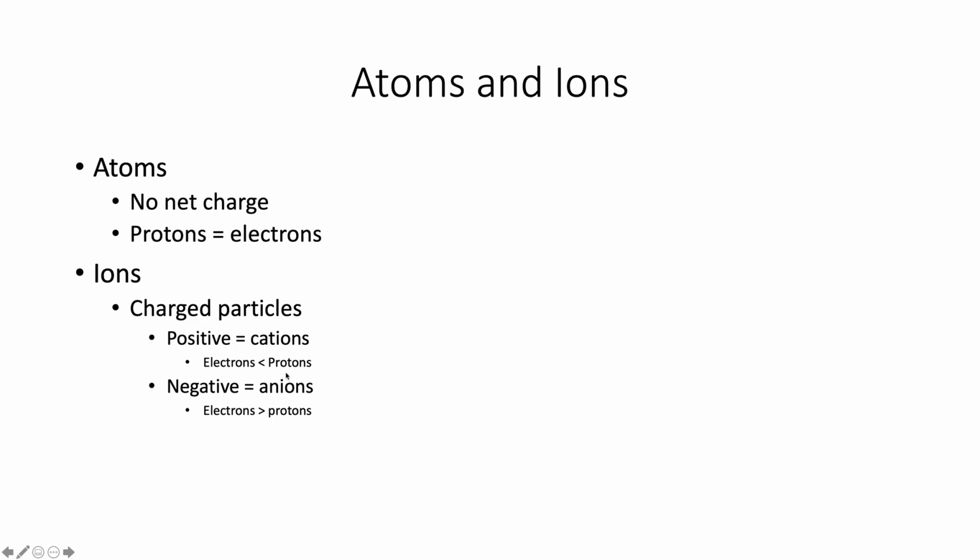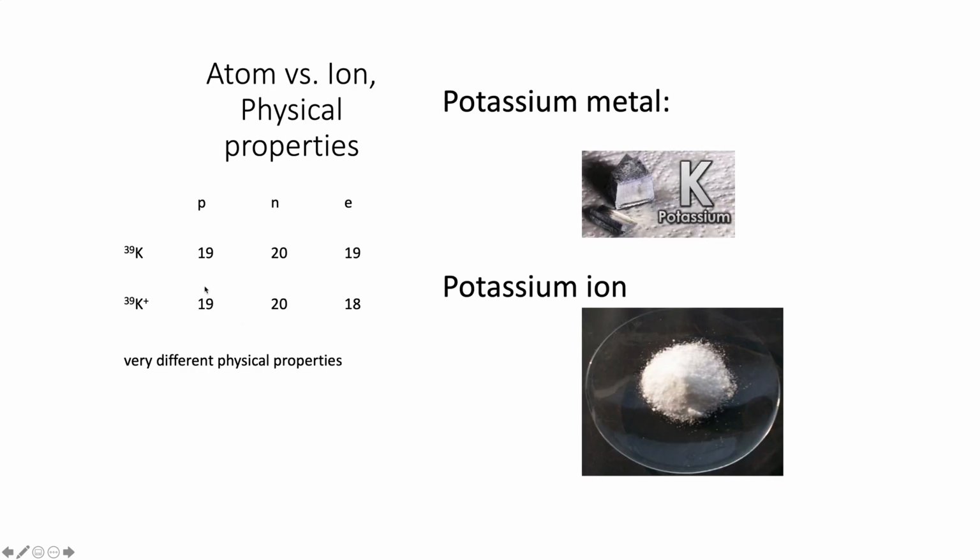Remember, always do the protons first. So positive ions have more positive, therefore fewer electrons. Negative ions have more negative, so extra electrons. And I showed you here an example of potassium and potassium ion.